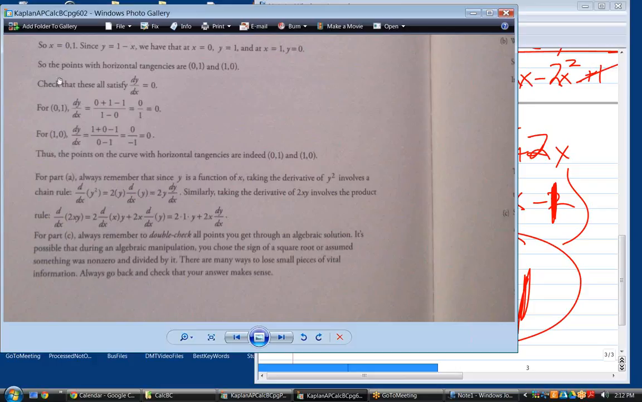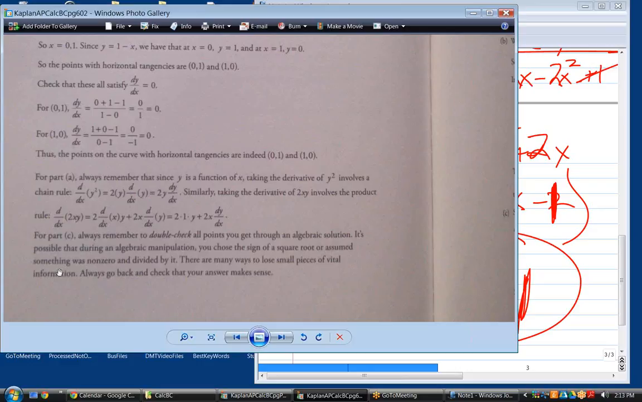Yep, sounds good. Now, notice the rest of what they say here, which is interesting. Check that these all satisfy that dy/dx is equal to 0. In other words, they plug in both our x and y coordinates into the dy/dx formula. And it's equal to 0 when we plug in the first set of coordinates, and when we plug in the second set of coordinates, it's also equal to 0. Thus, the points on the curve with horizontal tangencies are indeed those 2 points.